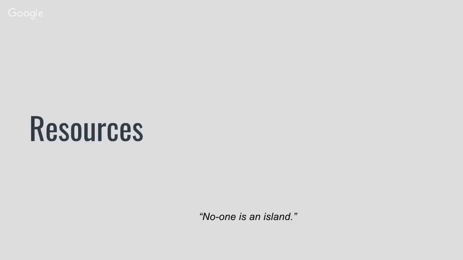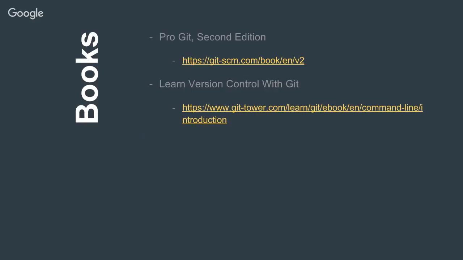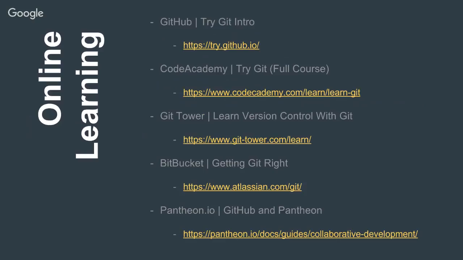Resources, because no one is an island. The Pro Git book is actually published on gitscm.com. I couldn't translate that thing with 3 translators in 2 hours. So instead, Git Tower's book is also listed here, Learning Version Control with Git. I would highly recommend it. As I linked a few minutes ago, trygithub.io is a really great app to learn your way through GitHub. And it is hosted as a full course on Code Academy.